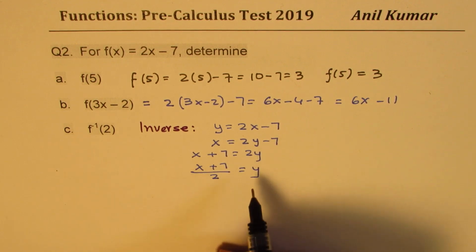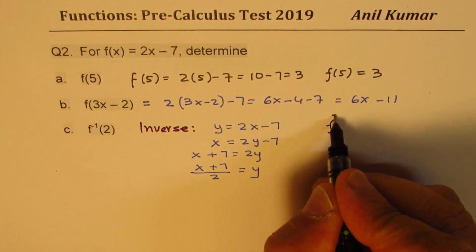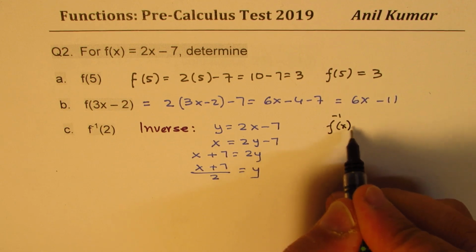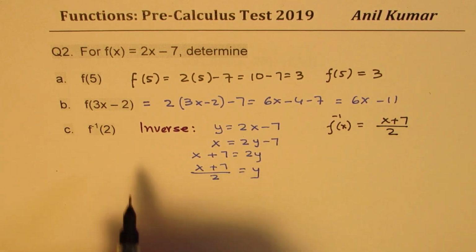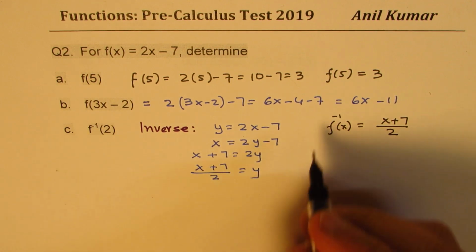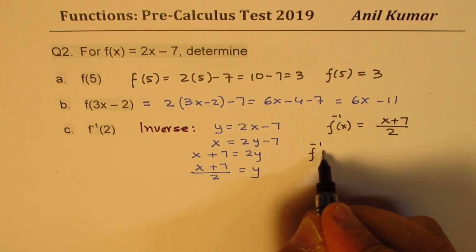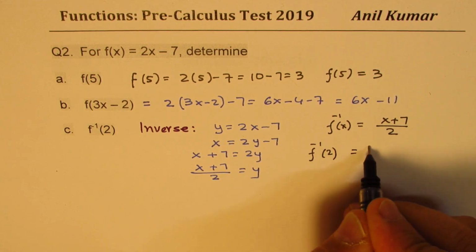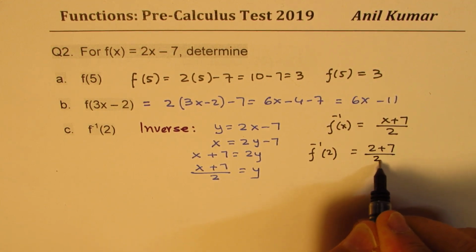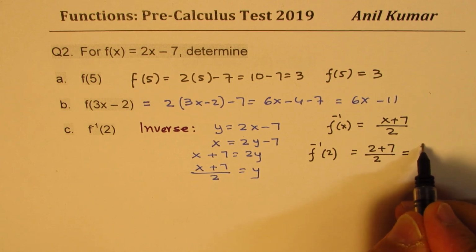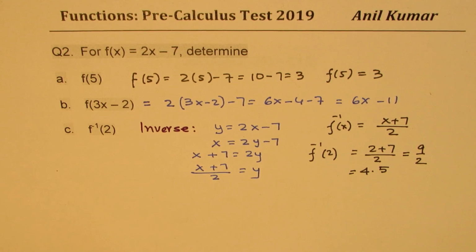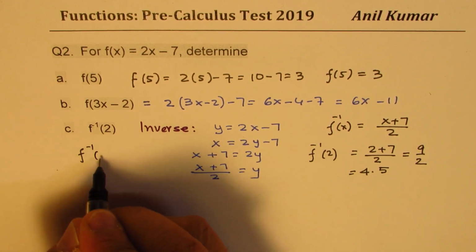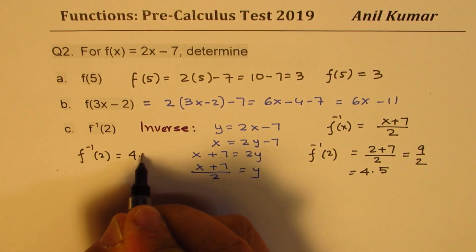So from here, we can write that f inverse of this particular function is equal to x plus 7 over 2. We need to find f inverse of 2. So let's substitute 2 for x. So we get 2 plus 7 over 2. And that gives you a value 9 over 2 or 4.5. Correct? So that is how you get your value. So we find that f inverse of 2 is equal to 4.5.